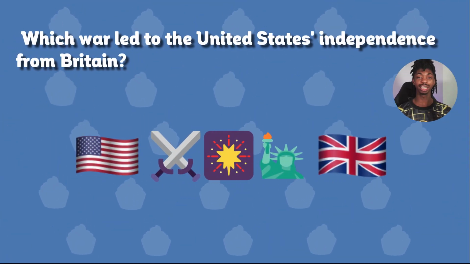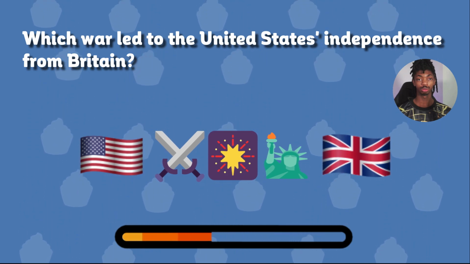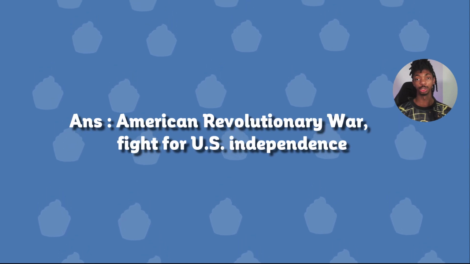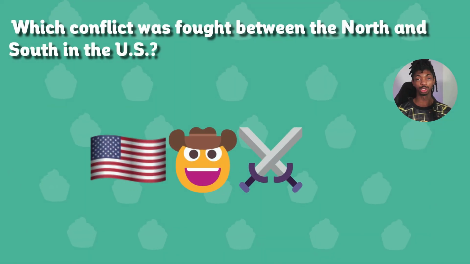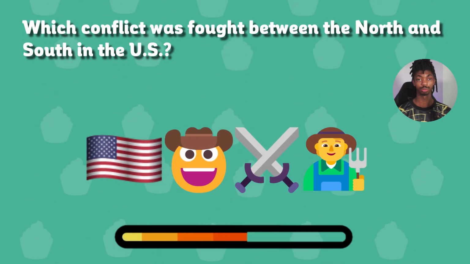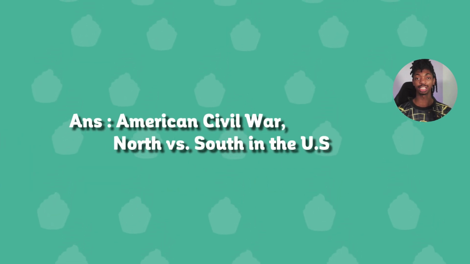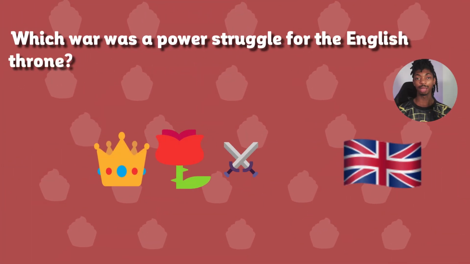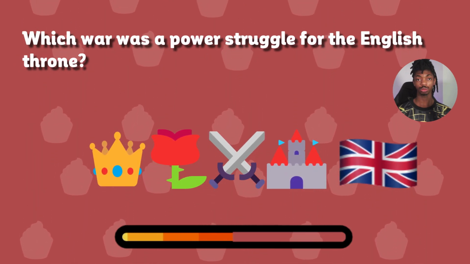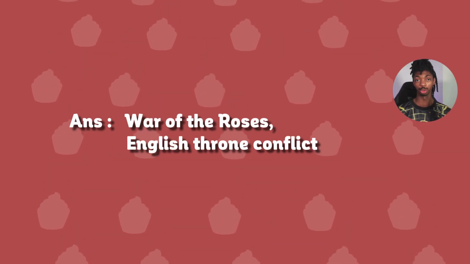Which war led to the United States independence from Britain? American Revolutionary War. Fight for US independence. Which conflict was fought between the North and South in the US? American Civil War. North versus South in the US. Which war was a power struggle for the English throne? War of the Roses. English throne conflict.